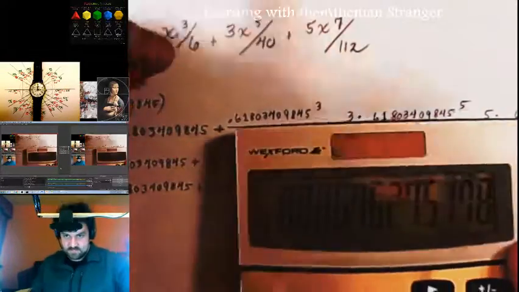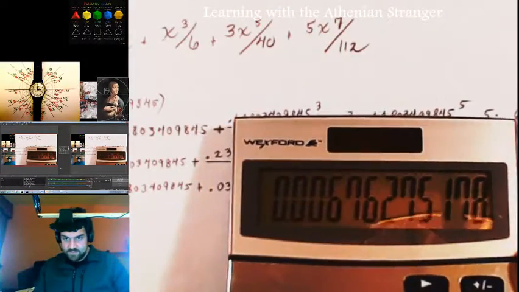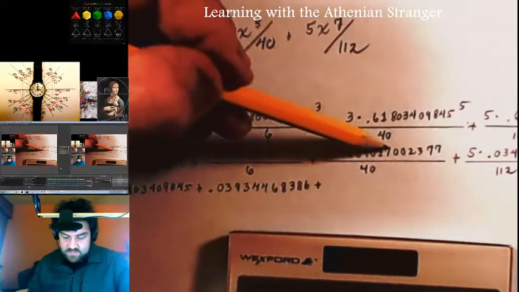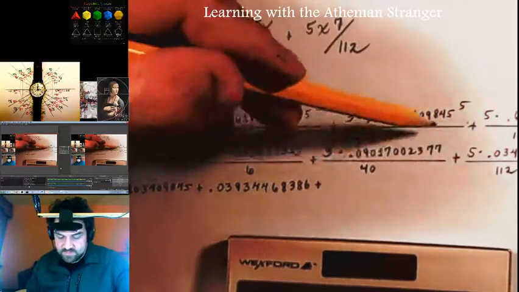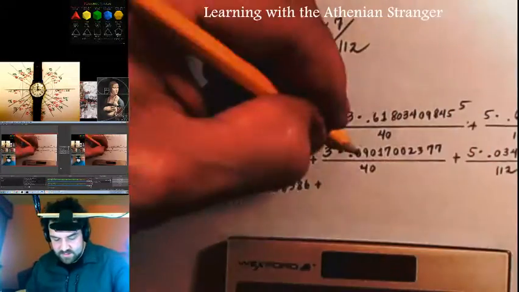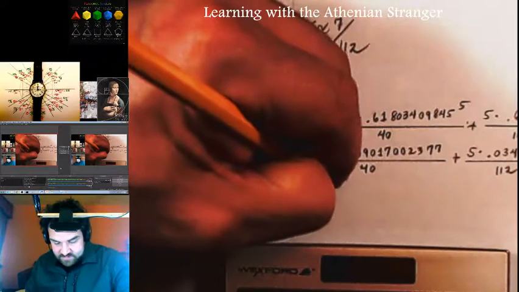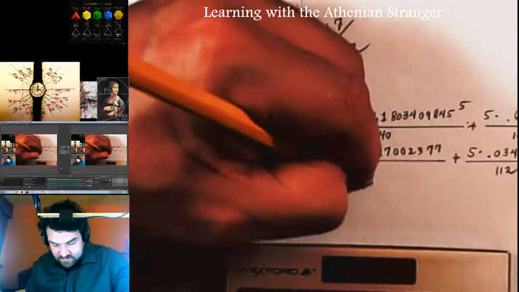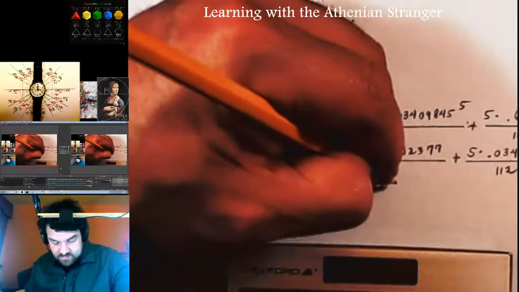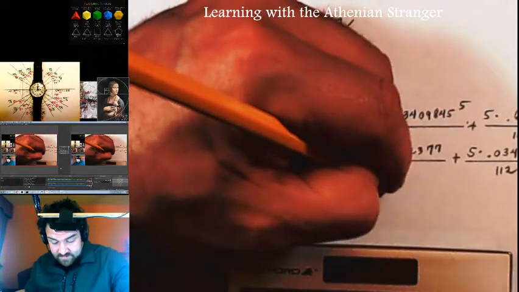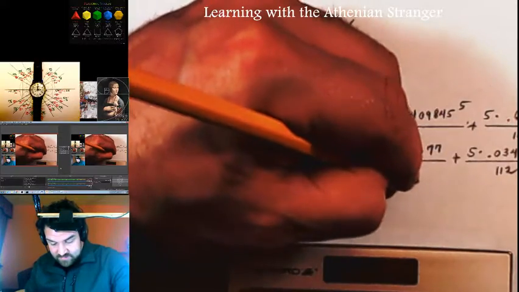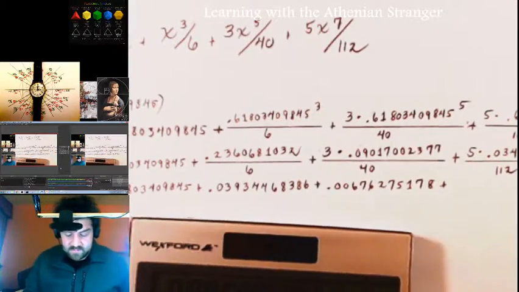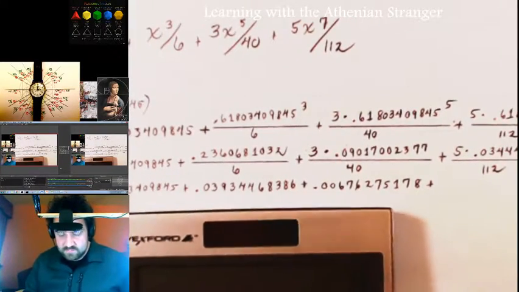So that's the angle term; let's just get that. That's what I'm going to write down, that number right there. That was 3 times 0.09017002377 over, times 3 over 40. Okay? So it comes out to 0.00676275178 plus. We're almost there. Just hang on.